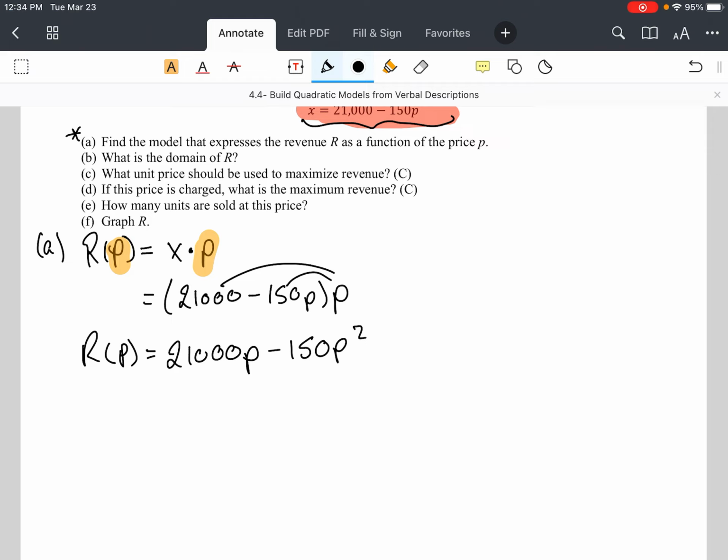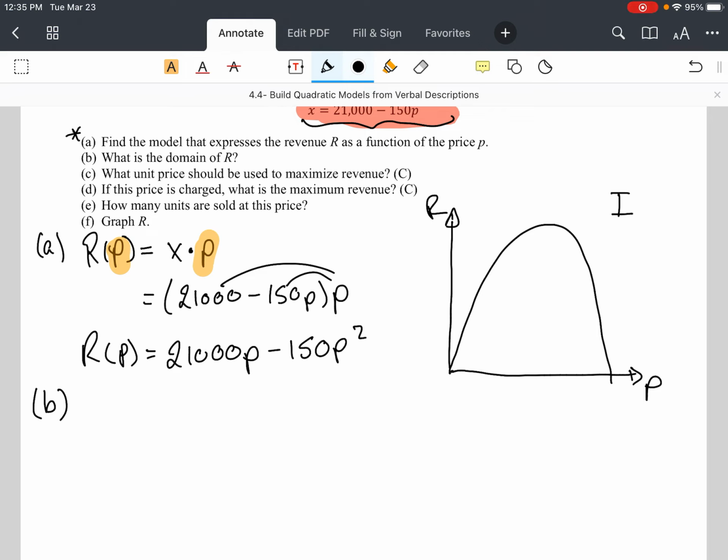Okay, now we're going to take a look at this and we're going to say, well, what is the domain of our function? On our prices, we want to make sure that our revenue is positive, and we want to also make sure that our prices are positive. So when we're looking at the graph of this, we're going to be focused entirely in the first quadrant. Where this is the revenue and this is the price P. Okay, so our graph should be something like this.